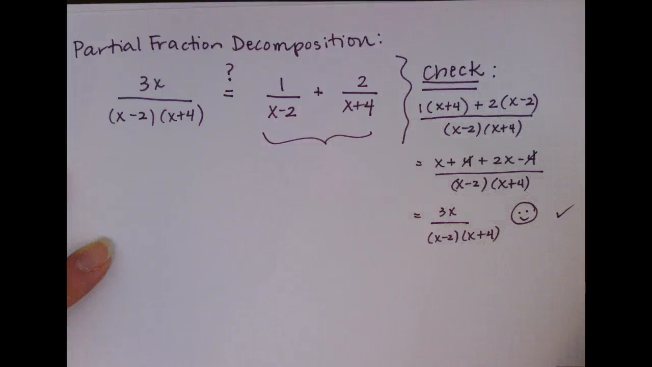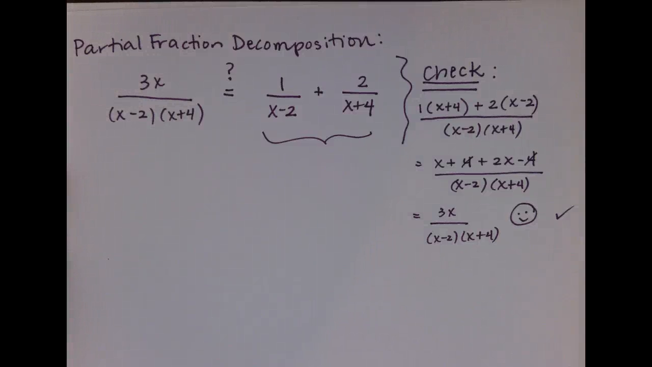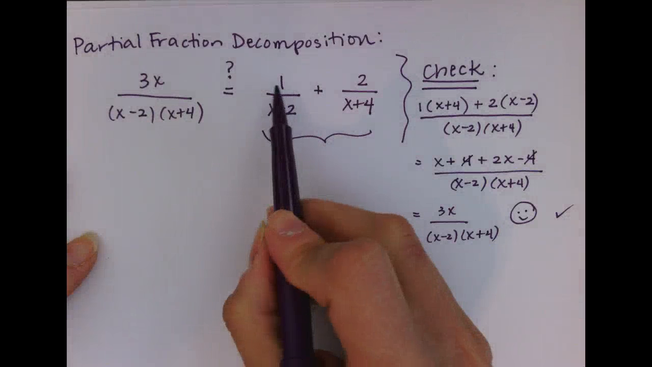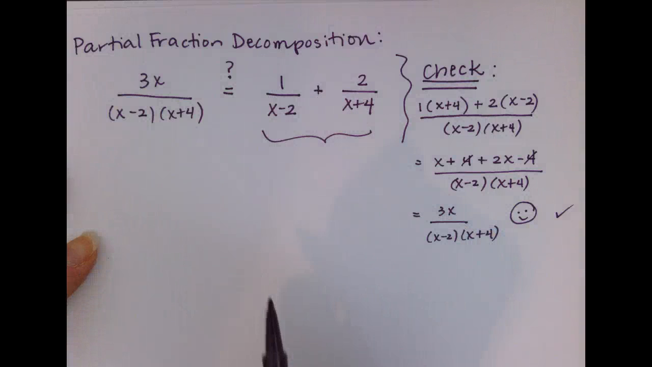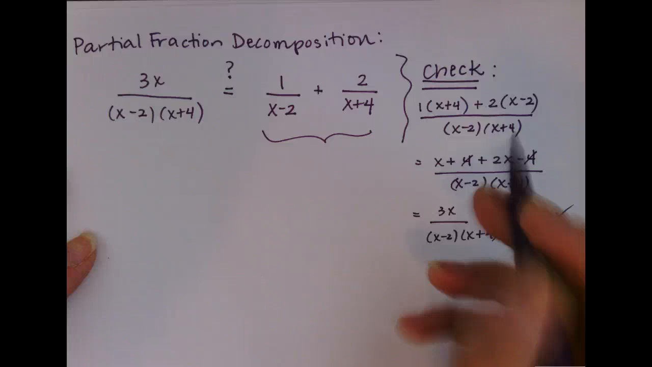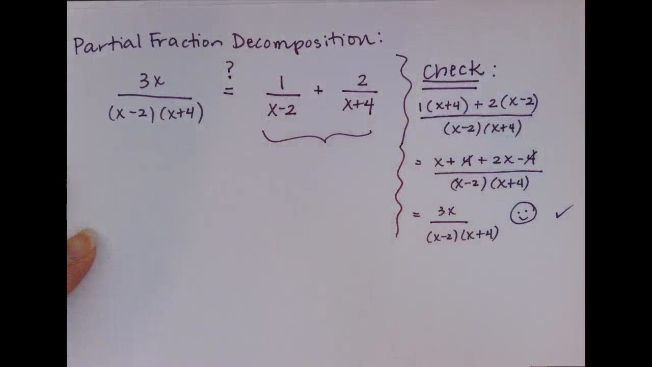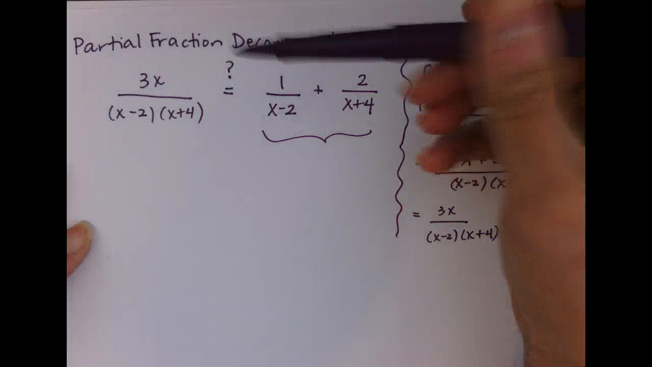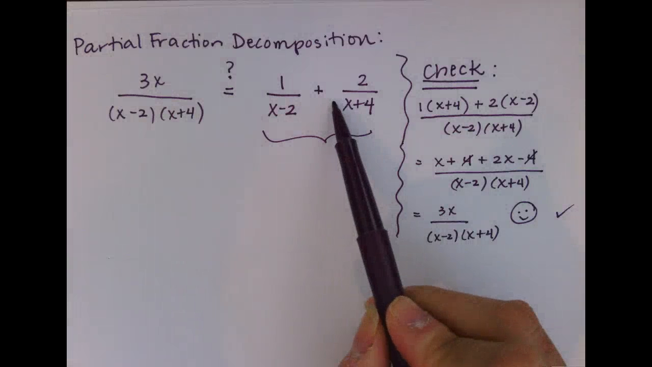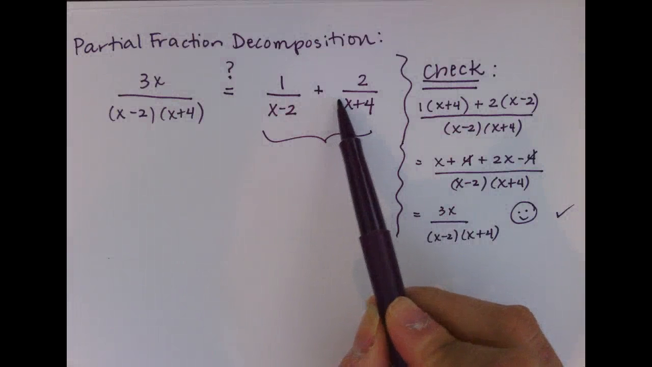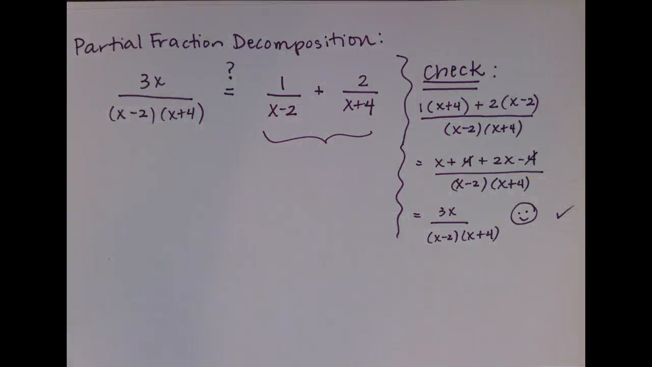So it does work. And it should work every time unless you make some sort of arithmetic or algebraic error. But this process of decomposing the fractions in order to create some partial fractions is just the reverse process of getting a common denominator. So it does in fact represent the exact same expression as what you had to start off with.